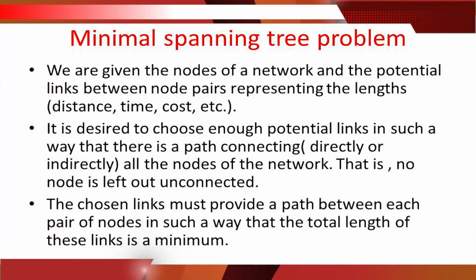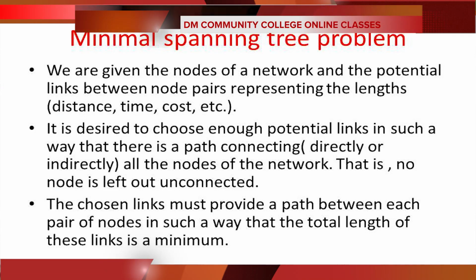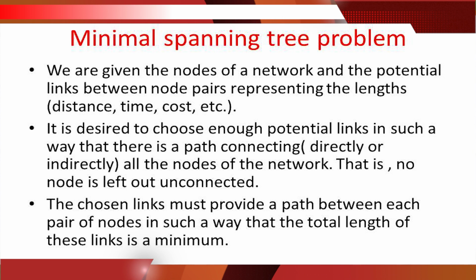Next, minimal spanning tree problem. So let us see. Suppose we are given the nodes of a network and the potential links between node pairs representing the lengths. The length may be distance, time, or cost. These are given. Suppose there is a network. Now we desire to choose enough potential links in such a way that there is a path connecting directly or indirectly all the nodes of the network. That is, no node is left out unconnected. We have to connect all the nodes.